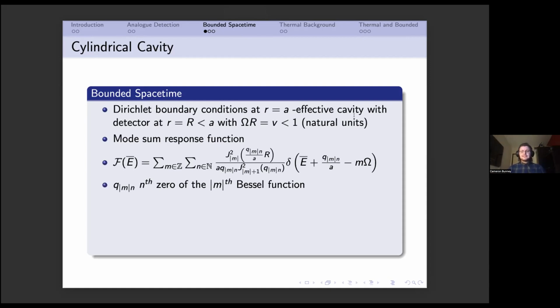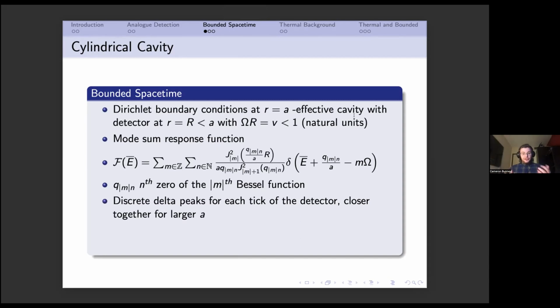Now, if we go through and calculate the integral from the previous page, we end up with a mode sum in terms of Bessel functions. So J are Bessel functions, and q_mn is the nth zero of the mth Bessel function. How the detection works is that this delta function picks out each time that our detector will tick. So it's nice and quantized. And if we increase a, we can see that q_mn over a gets smaller and smaller. So this forces our delta peaks to get closer and closer, which might give us an idea for a particularly interesting limit to consider.